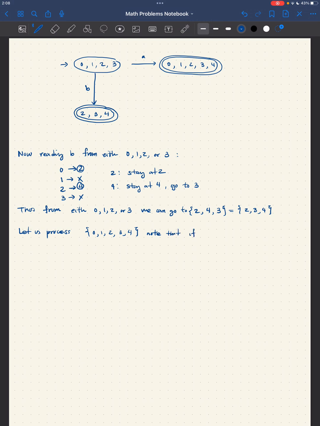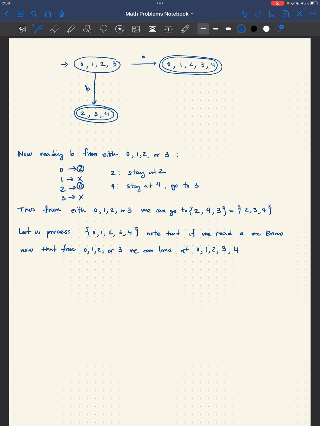And note that if we read A, we know already at this moment that from 0, 1, 2, or 3 we can land at 0, 1, 2, 3, or 4, right, which is the state that we have only because of the previous step that we just performed.